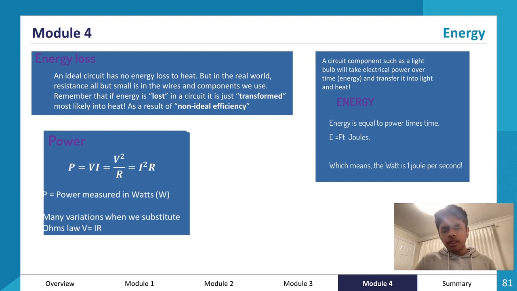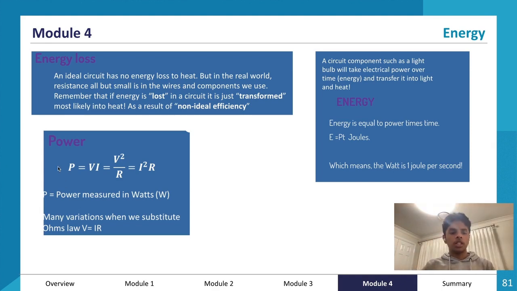But in the real world, we're obviously going to have multiple forms of energy loss. So if energy is lost in a circuit, remember energy can't be created or destroyed. It can only be transformed or transferred. So if energy is lost within the circuit, it's not destroyed, it is transformed, and it's most likely transformed into heat. And this is a result of non-ideal efficiency. In real life, we don't have ideal circuits. We always have energy loss, and that's due to energy most likely being transformed into heat.